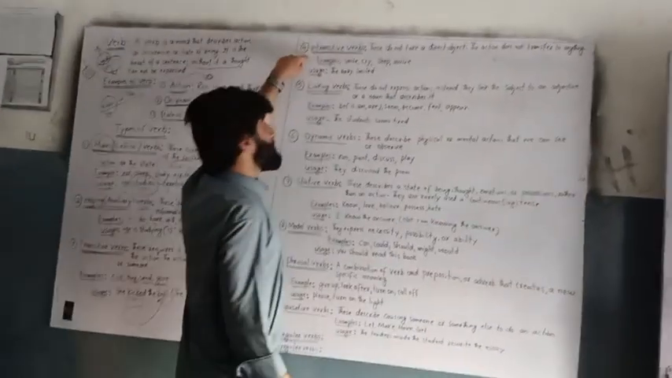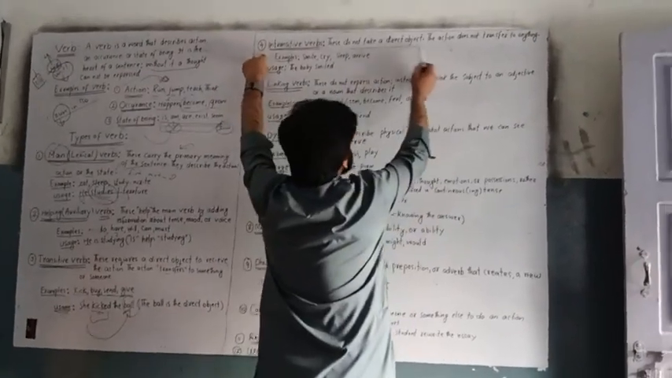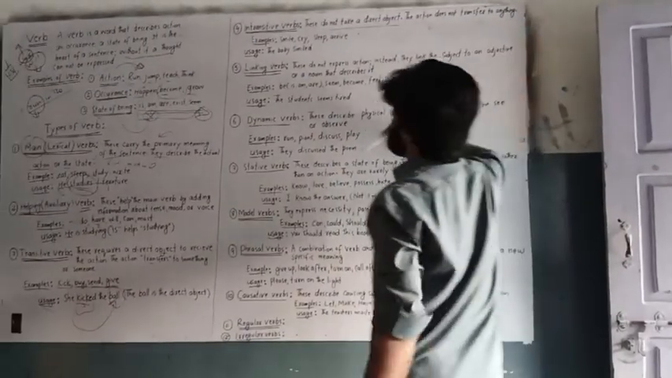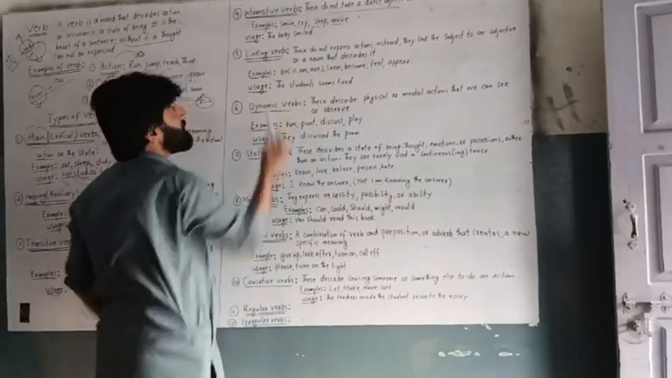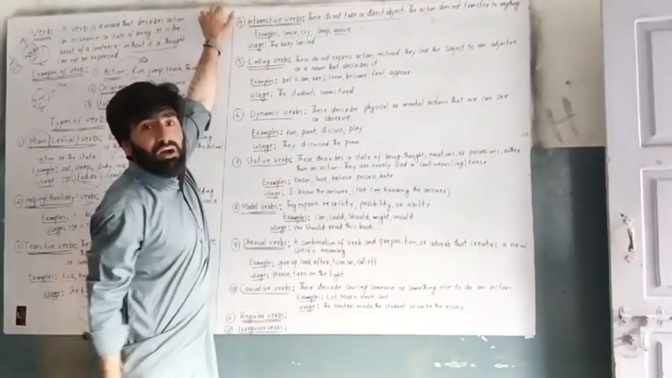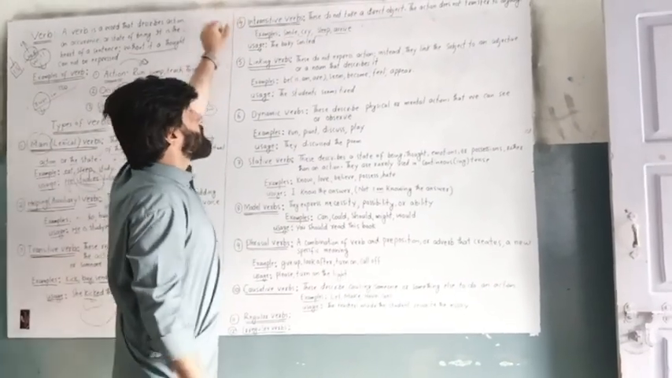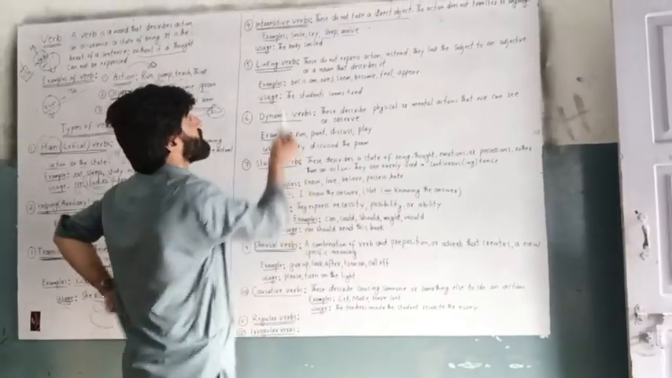The opposite of the transitive verb is the intransitive verb. They do not take a direct object. It does not require a direct object. The action does not transfer to anything. Smile, cry, sleep, arrive. The baby smiled. There is no need of an object, no need of a direct object. So a verb that does not require any object is called an intransitive verb.